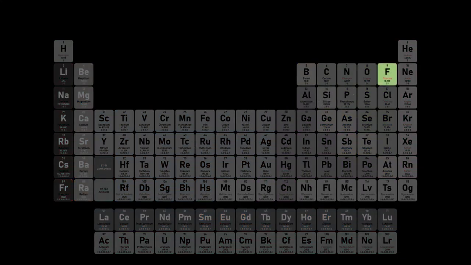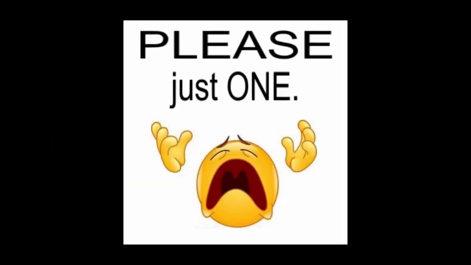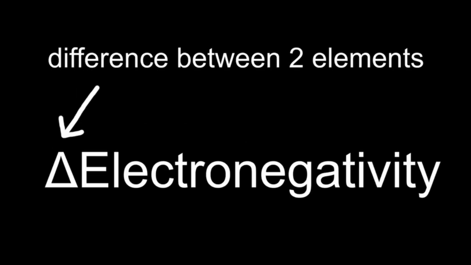In the periodic table, the electronegativity increases from bottom left to the top right. Therefore, fluorine has the strongest pull. It's just unbelievably desperate for an electron. If the difference in electronegativity is bigger than about 1.7, you get an ionic bond.